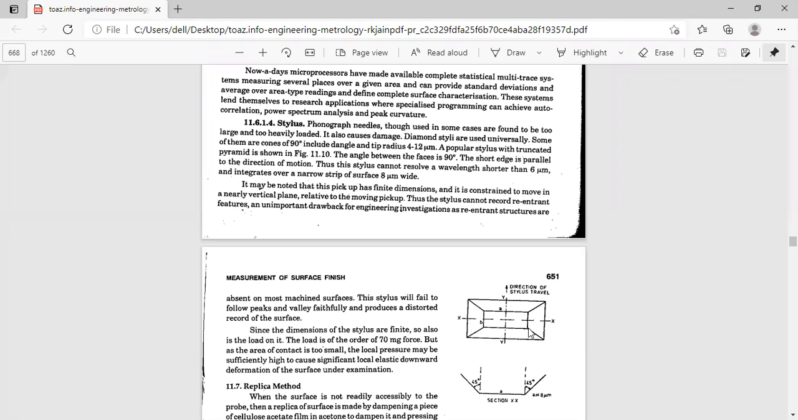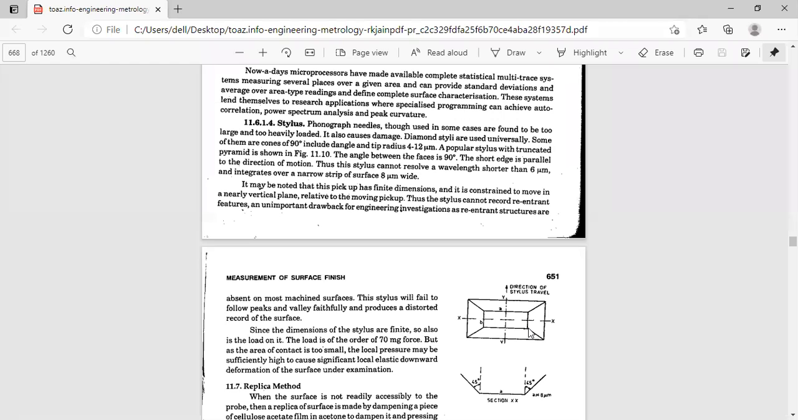And the stylus has a particular value up to which it can detect. So it cannot go beyond a wavelength which is less than 6 microns. Starting from 6 microns and above only, it can detect the surface irregularities.